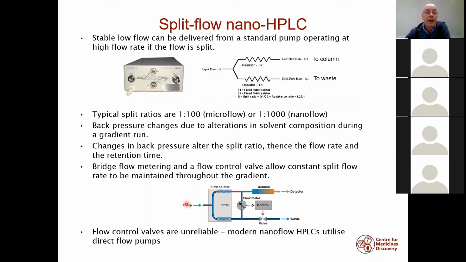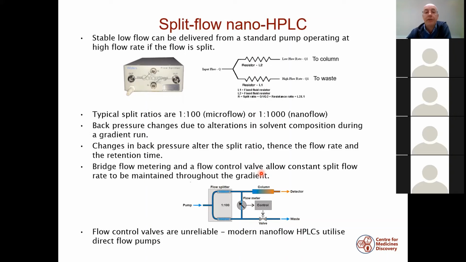One solution to this is to have this. So you have your flow splitter and you have a flow meter. So you have a bridge, a fluidic bridge in between these two capillaries. You have a flow meter, and the output from that flow meter goes to a control valve, and that valve will be able to restrict the waste flow and keep a constant flow going through the column and to your detector. It's a very clever system. Unfortunately, it's rather unreliable and it's kind of falling out of favor now.